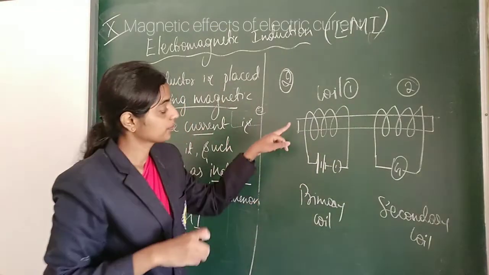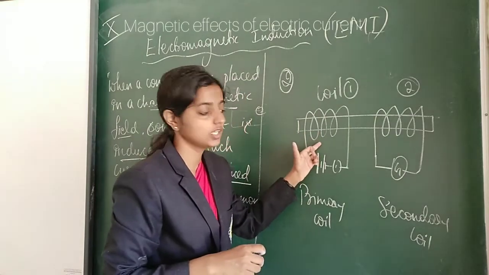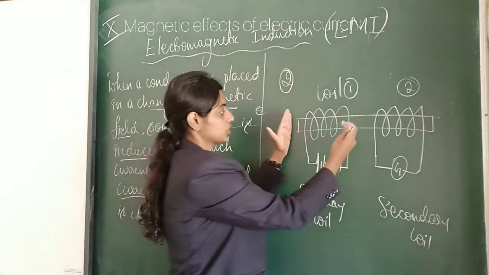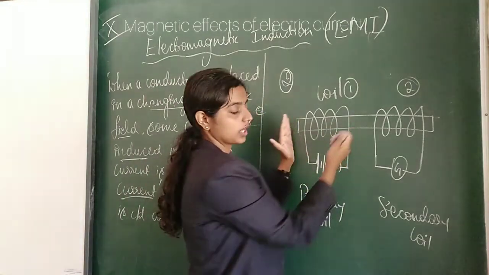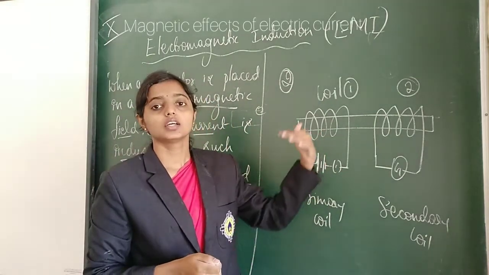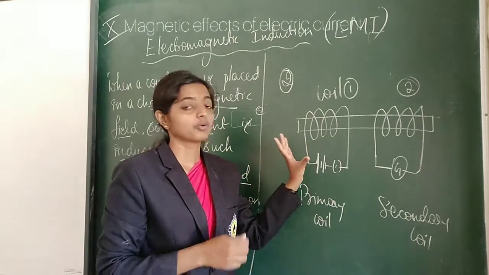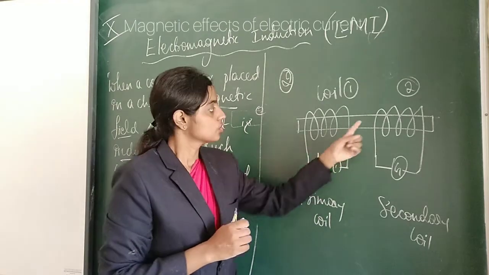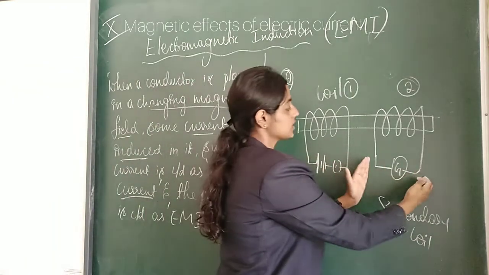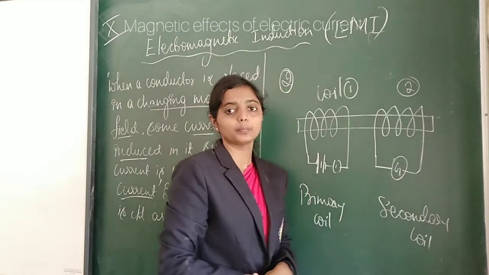So look at the board. Here we have a number of turns in the first coil, which is connected to a battery and a plug key. Here I am showing only 3 to 4 turns, but imagine that in an actual experiment it will be more than 50. Minimum 50 to 100 is a must. In one coil it should have a minimum of 50 to 100 turns, connected on the same cylindrical roll. Now we have 2 parts, and in the second coil, the terminals are connected only to a galvanometer.